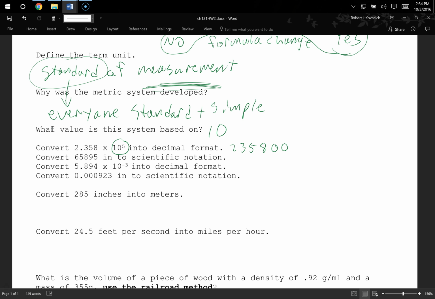Do I put a decimal place there after the zeros? What would the implication be if I put a decimal place after those two zeros? I measured it to the ones. So did that happen? I only have 4 significant figures. So what are these two zeros acting as? What they're saying is this number isn't 2,358. It is 235,800. So I can't not have the zeros.